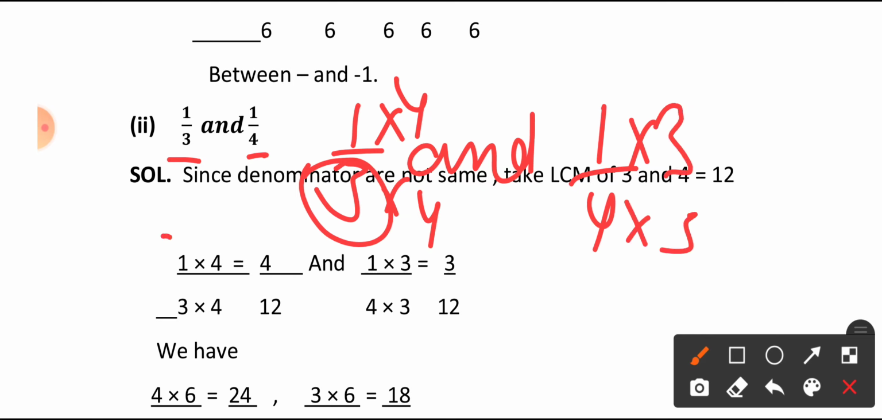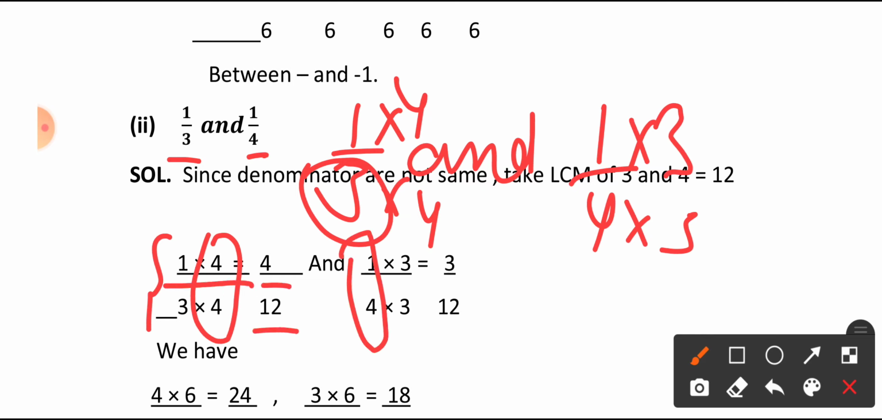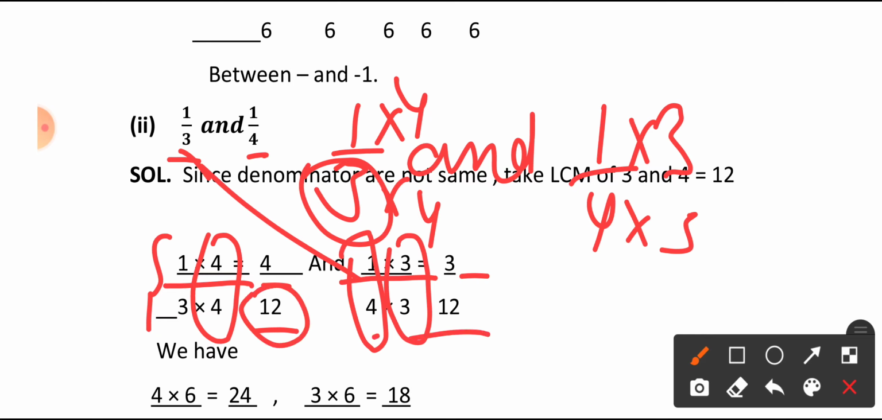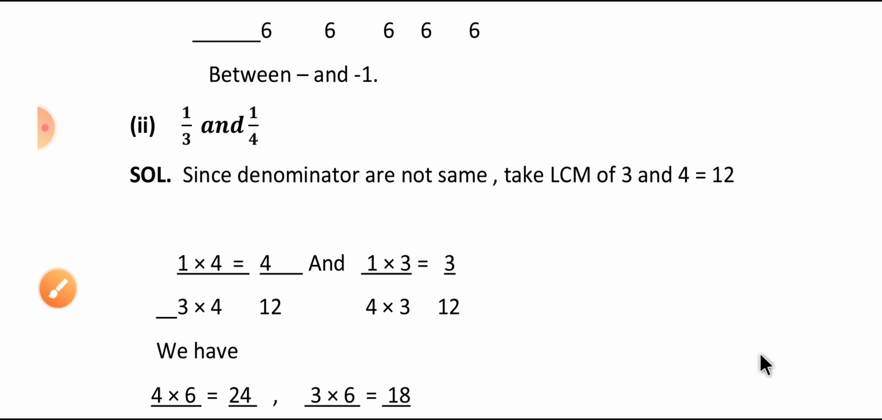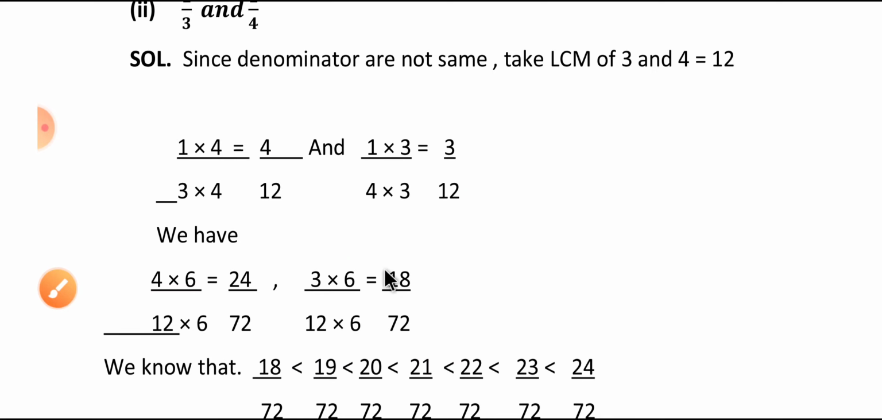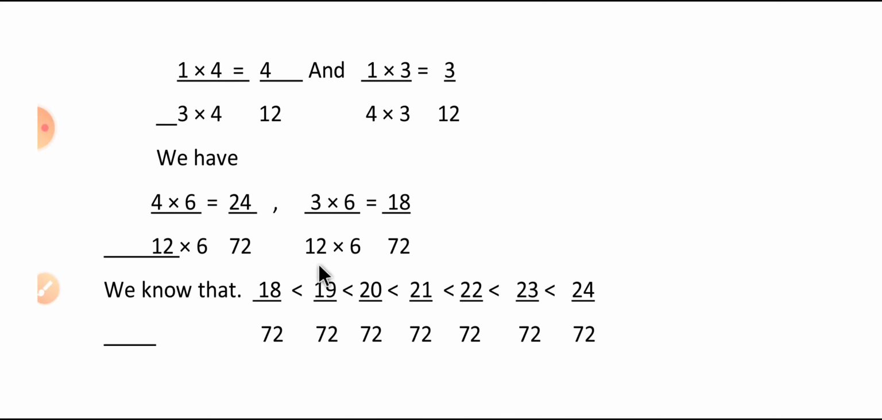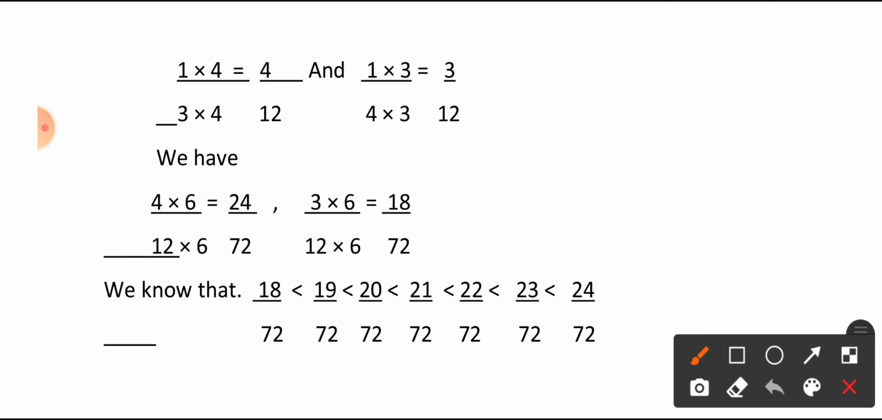So you can see that in 1 by 3 we multiply by 4 in both numerator and denominator. So 1 4s are 4, 3 4s are 12. Here 1 by 4 is given, so multiply here by 3 in both numerator and denominator. So 1 3s are 3, 4 3s are 12. Now you can see that your denominators are the same. After making the same denominator, how many rational numbers do we have to find? Total 5 rational numbers. So we will multiply here by 6, in 4 by 12 and 3 by 12.